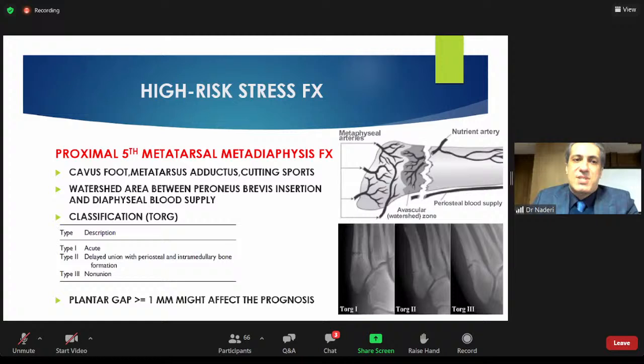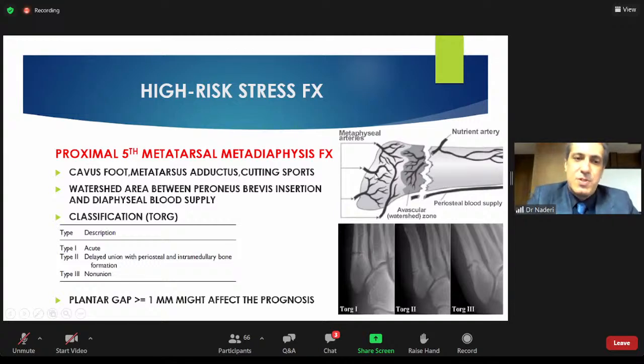The other high-risk stress fracture is proximal fifth metatarsal fracture. The risk factors for these fractures are cavus foot, metatarsus adductus, and sports that are involving cutting motions. The fracture occurs in watershed area between peroneus brevis insertion, as it is evident here, and diaphyseal blood supply.